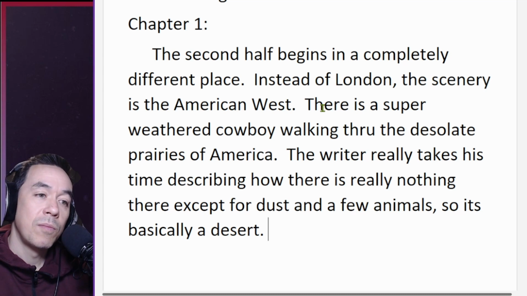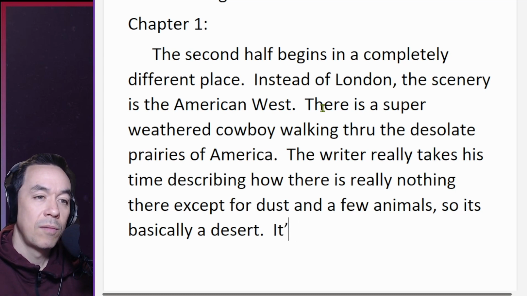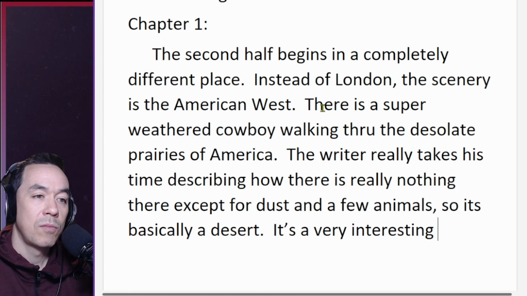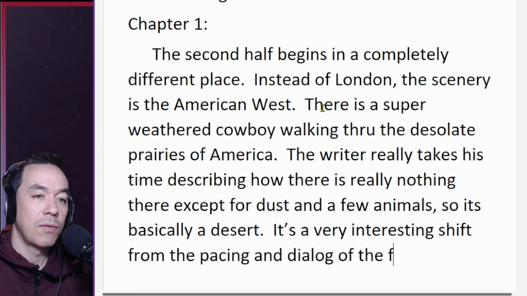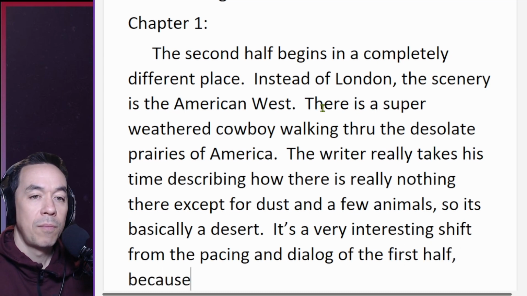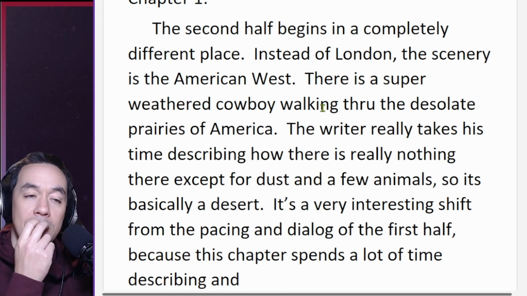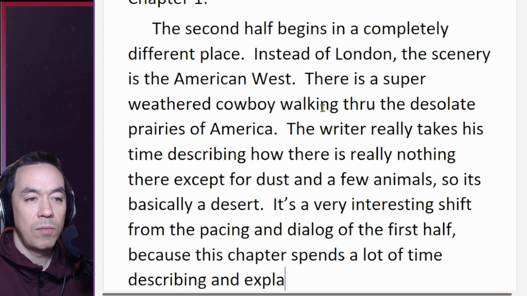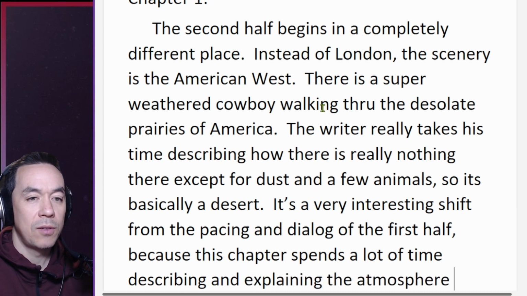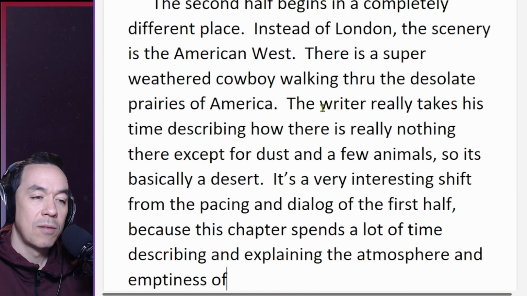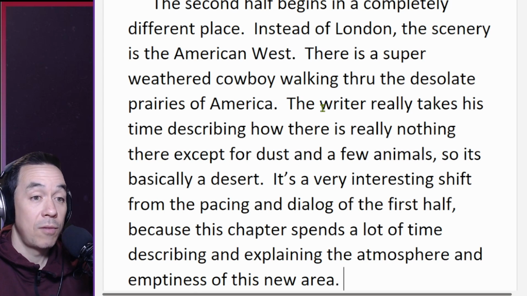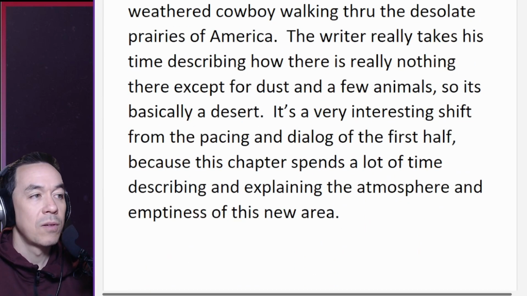I'll make a comment. It's a very interesting shift from the pacing and dialogue of the first half, because this chapter spends a lot of time describing and explaining the atmosphere and emptiness of this new area. That's probably enough.